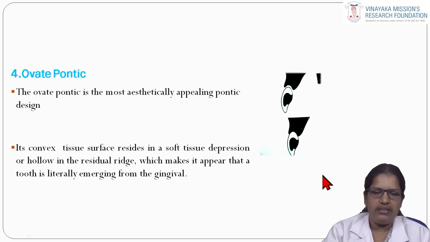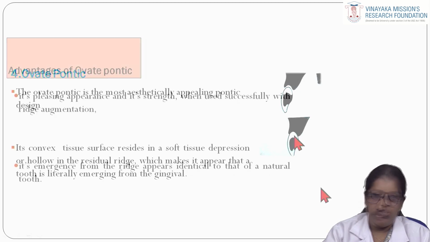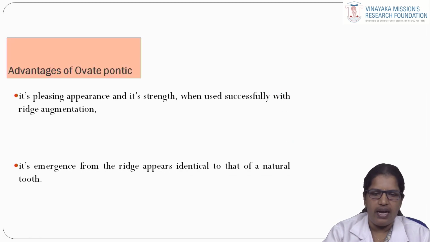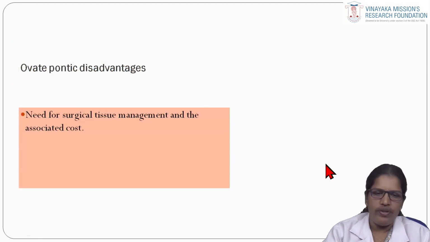The ovate Pontic is the most aesthetically appealing Pontic design. Its convex tissue surface resides in a soft tissue depression or hollow in the residual ridge, which makes it appear that the tooth is literally emerging from the gingiva. The advantage is its pleasing appearance and its strength when used successfully with ridge augmentation. Its emergence from the ridge appears identical to that of a natural tooth. The ovate Pontic disadvantage is the need for surgical tissue management and the associated cost.